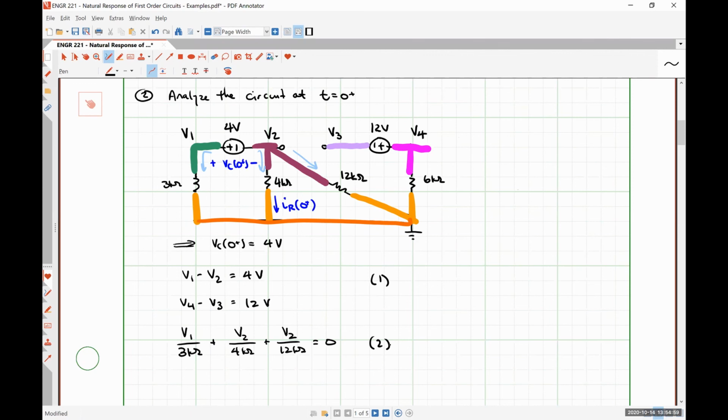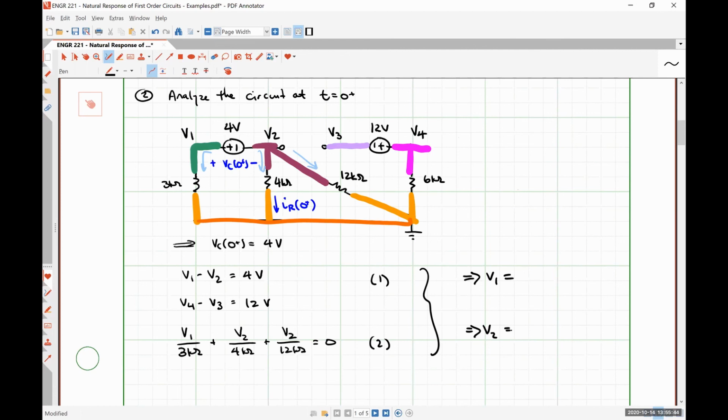So let's solve that 2x2 system and figure out what V1 is and V2 is. So my first equation, my coefficient for V1 is 1. My coefficient for V2 is -1. I set that equal to 4 volts. Then I jump down to the KCL equation, and I have 1 over 3,000 for V1, and then 1 over 4,000 plus 1 over 12,000 for V2. Set that equal to 0, solve.